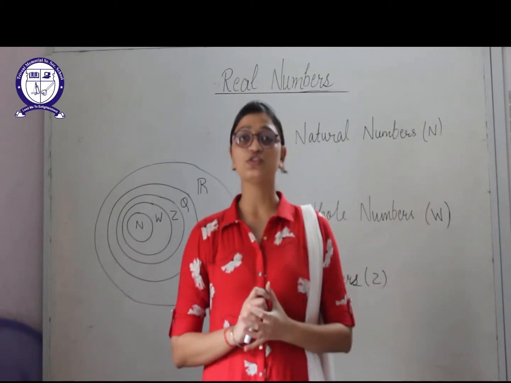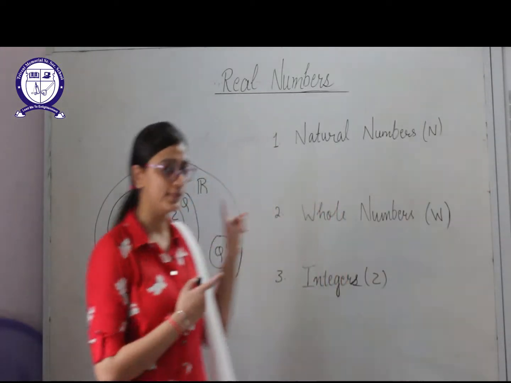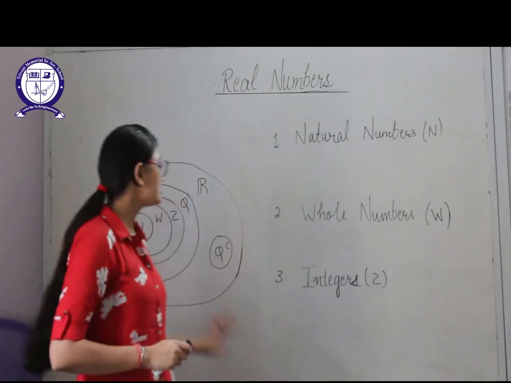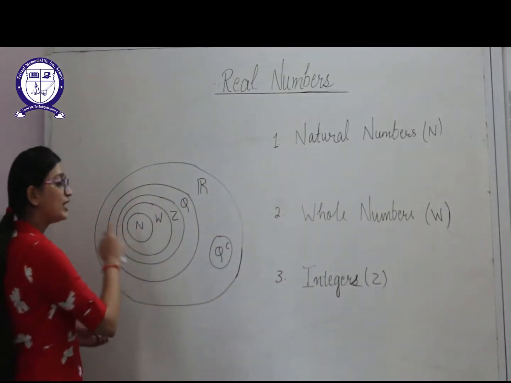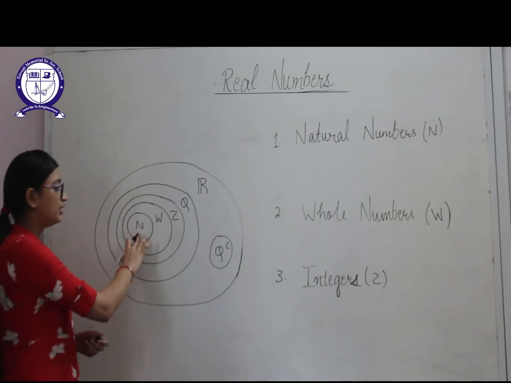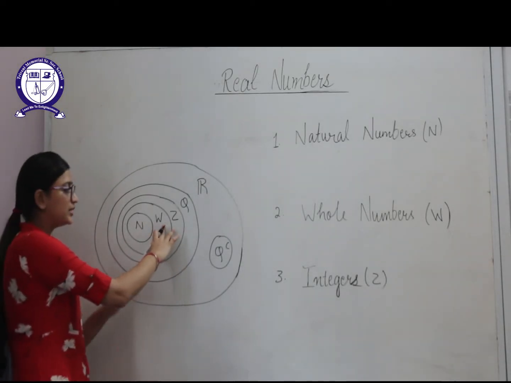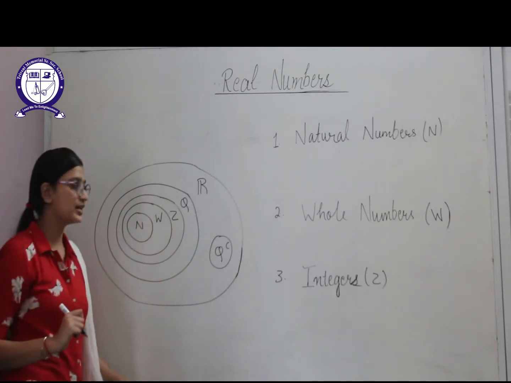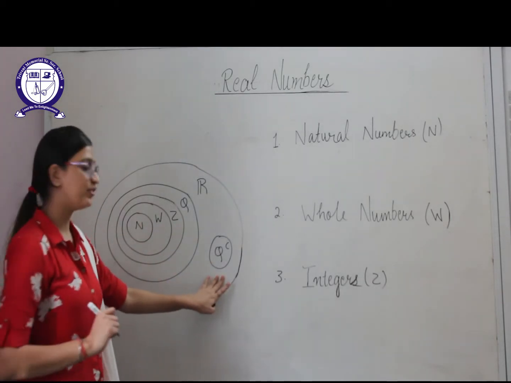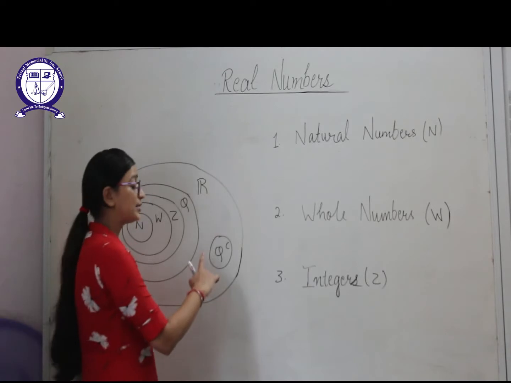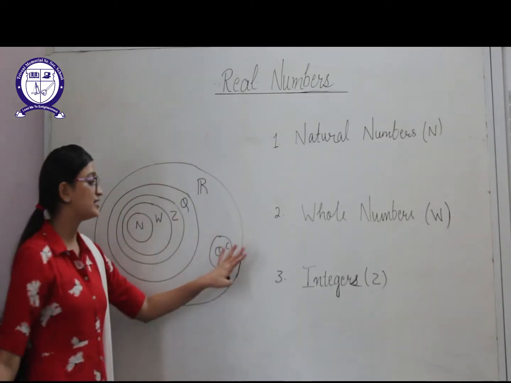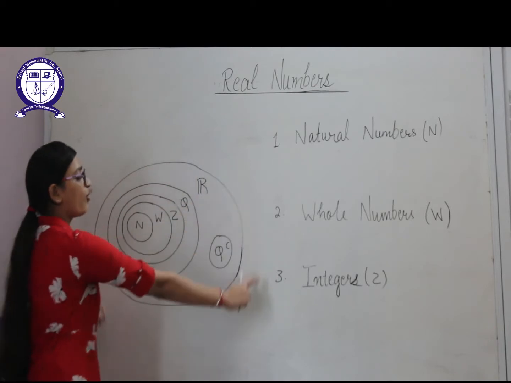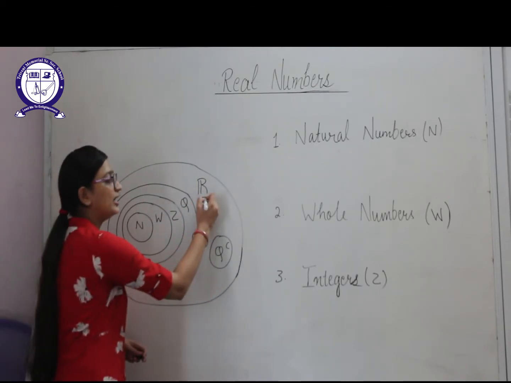Textbook. And now today's topic is real numbers. First of all, we need to know what real numbers are. Taking this diagram, the smallest set we know is the natural numbers, which is contained in whole numbers, which is again contained in integers, then rational numbers. And there is another set of numbers, irrational numbers, represented by Q^C, that is the complement of rational numbers. And the collection of all these numbers is called real numbers.